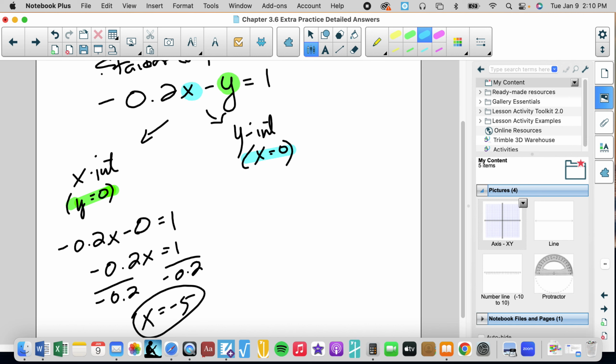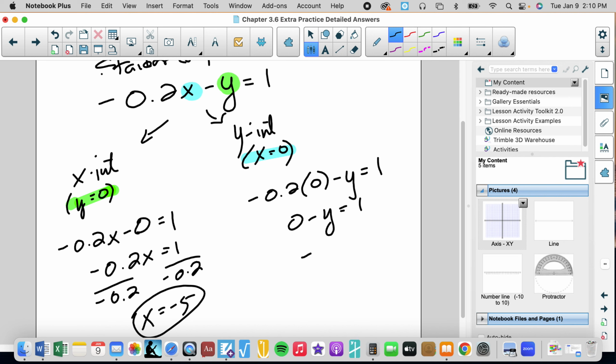And for this one, we're going to substitute 0 in for x when looking for the y-intercept. So that becomes -0.2 times 0 minus y equals 1. This becomes 0 minus y equals 1. This is -y equals 1. We're going to multiply both sides by -1 to isolate the variable. We have to get y by itself, and that's my y-intercept.